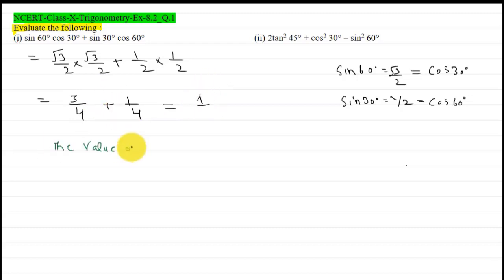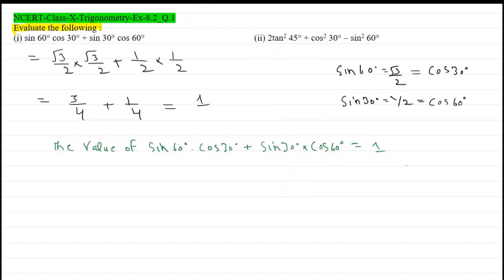The value of sin 60 degree multiplied with cos 30 degree plus sin 30 degree multiplied with cos 60 degree is equal to 1. Now move to the second part.